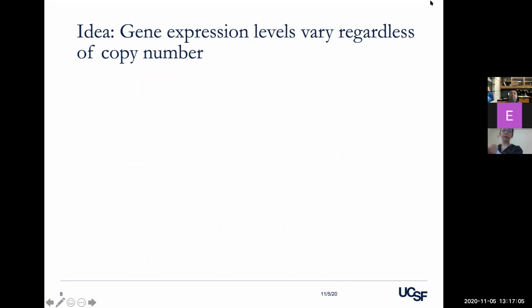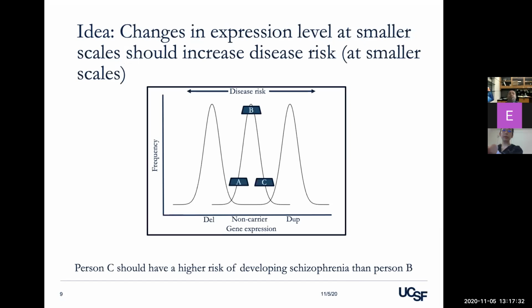Now, the other idea that I want to bring in here is that gene expression levels vary regardless of copy number. So for any individual gene, all of us here are going to have a different expression level of that gene just naturally. And some of us go on to develop schizophrenia and some of us don't. So we can consider this model.